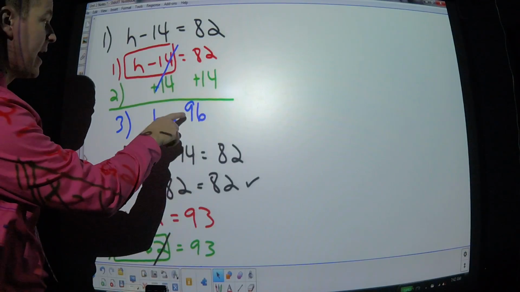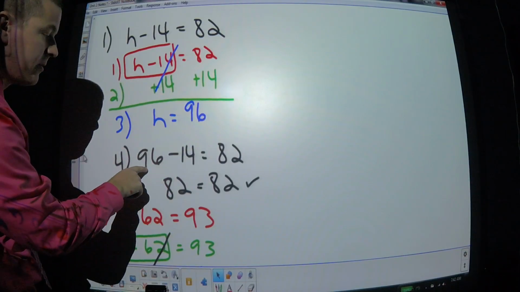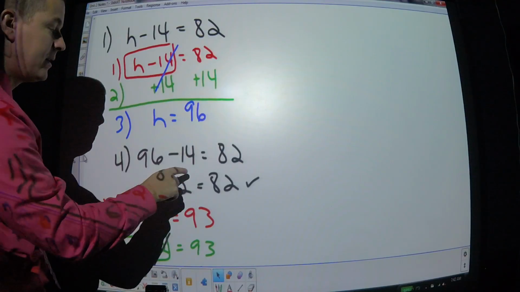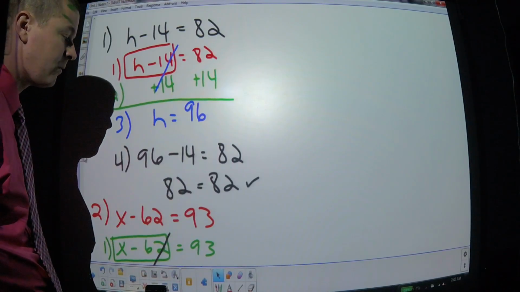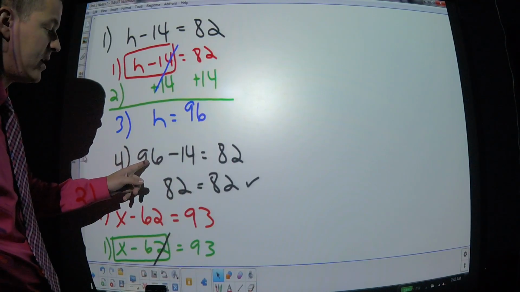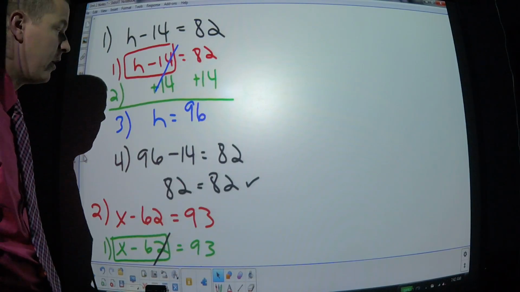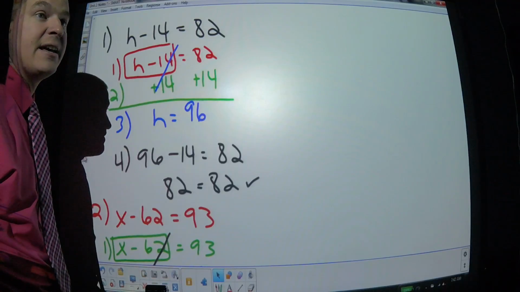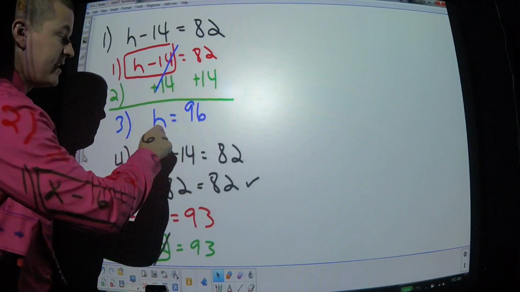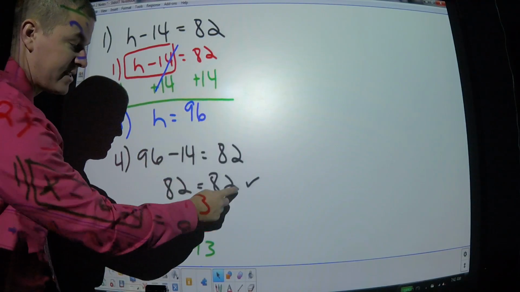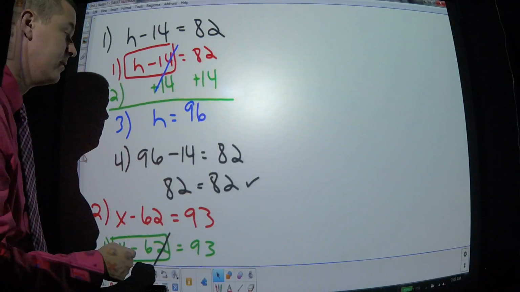So we substitute 96 in for h. 96 minus 14 equals 82. If we do the actual operation, 96 minus 14 is 82. So therefore our answer, h equals 96, is correct. Remember that this is our answer, not this down here. This is just double checking.